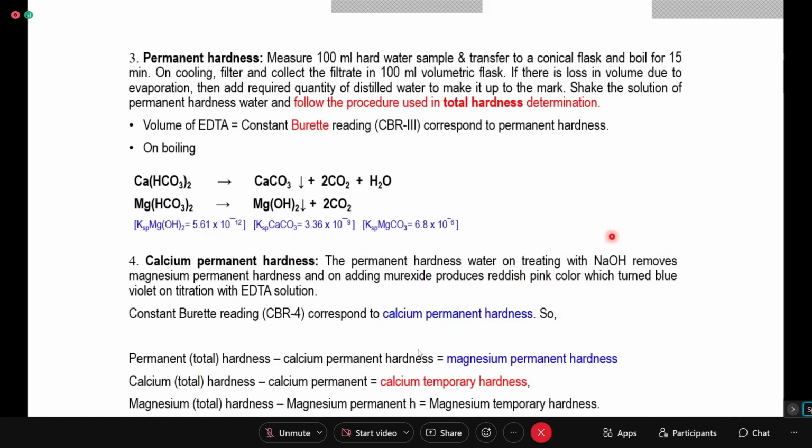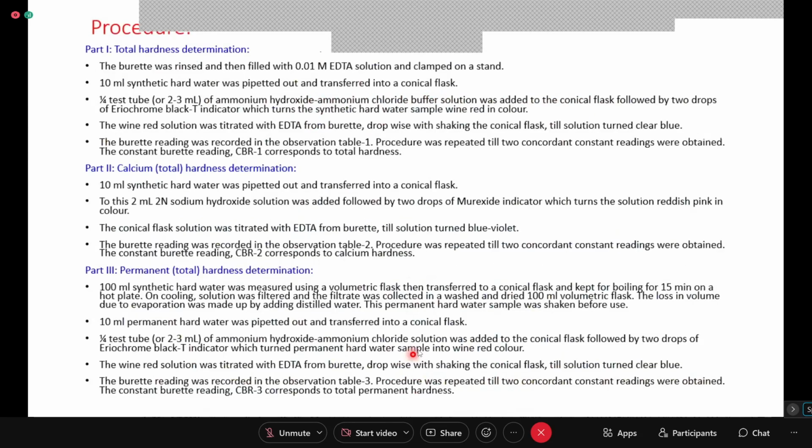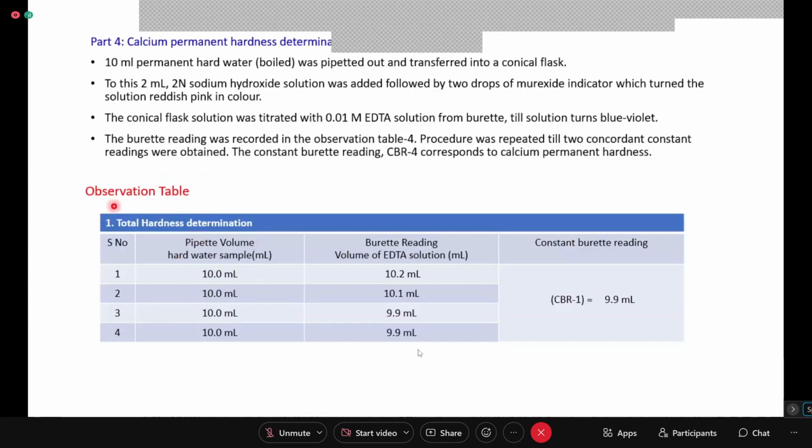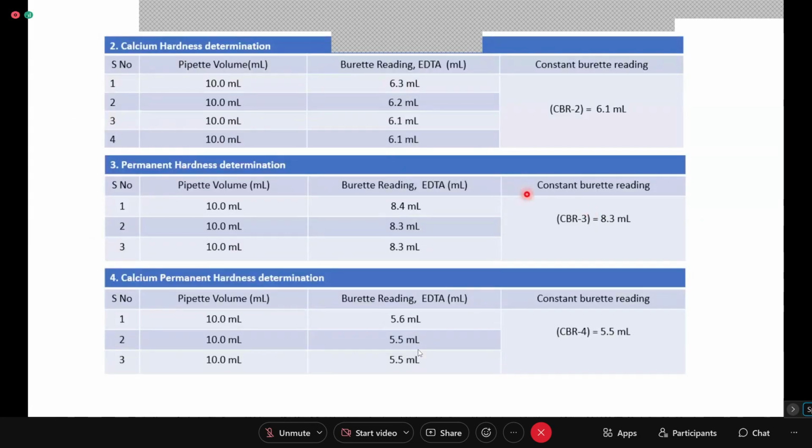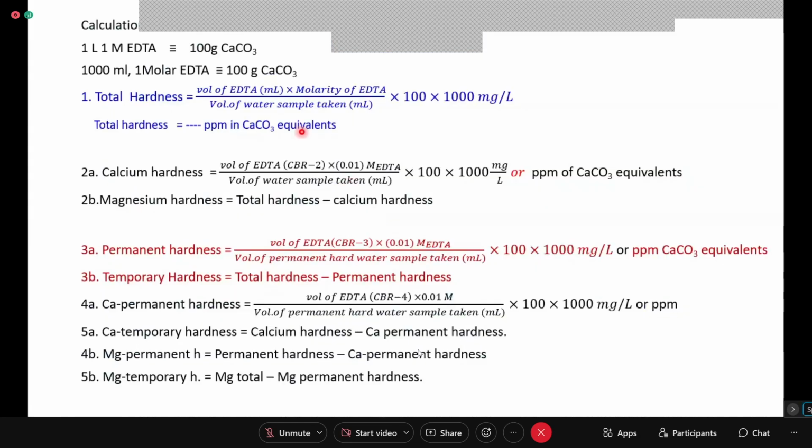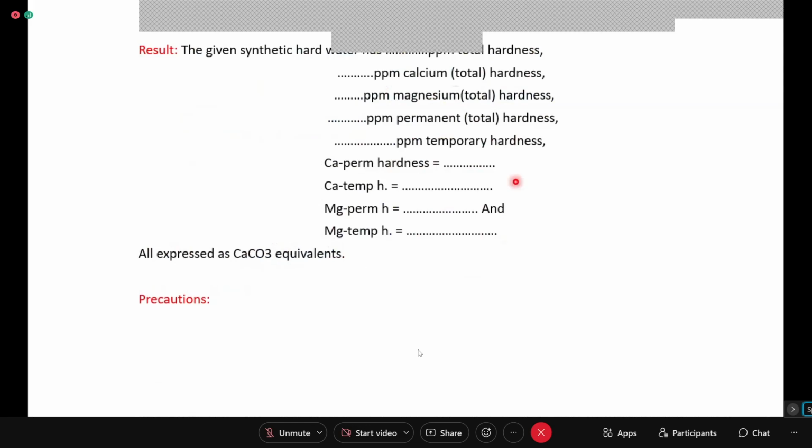Then the procedure of course will be on the right hand side. When you are writing the procedure on the right hand side, the left hand side will have the observation table, simultaneously on both sides. Then the calculation on the left hand side, and it's a single step calculation. You will write the result on the right hand side like this. Okay, so that completes the experiment. Anyone having any doubt?